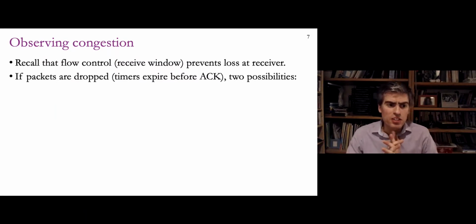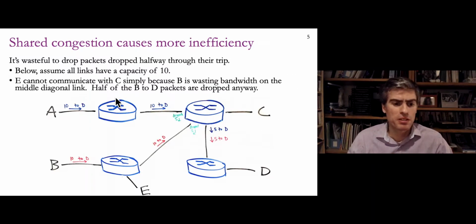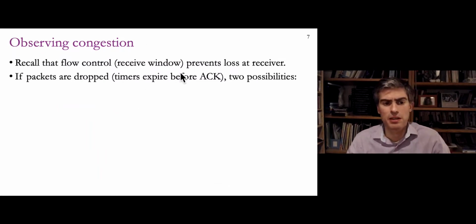So to observe congestion, as I said before, the way we figure that out is by seeing whether packets are dropped. We don't expect the receiver to be dropping packets, because we already have this flow control mechanism built into TCP that tells the sender how much data it should be able to safely send from the receiver's perspective. So if a packet is lost, we expect the loss is not happening at the receiver's side. So instead, if a packet is dropped, then it's probably due to the network.